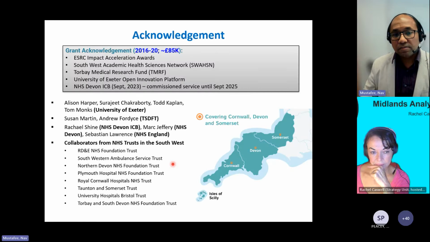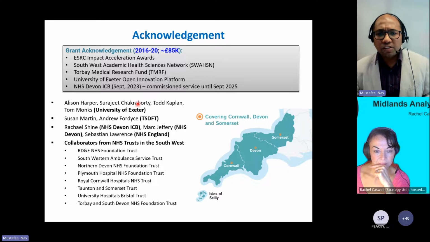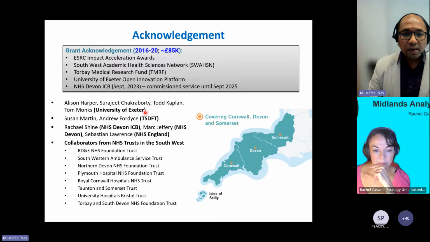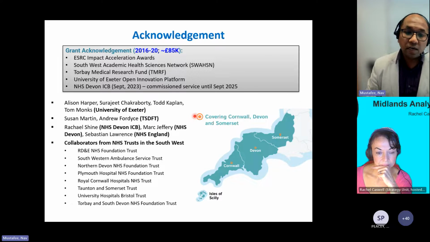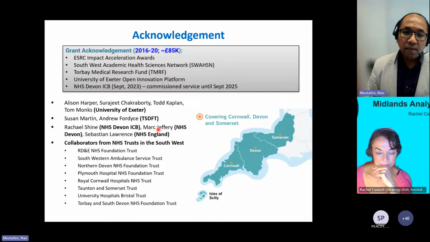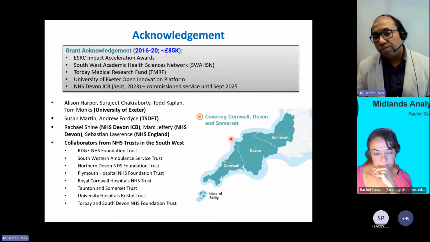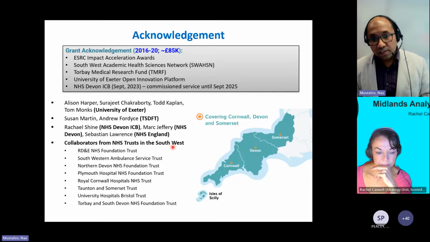And I just want to say some words of acknowledgement. The platform has been developed over several very small grants, so you see a total of 85K and coming, from different sources at different times. Several academics are involved: Alison Harper, Surajit Todd, Tom Monks from the University of Exeter, Susan and Andrew Fordyce, with whom we started the work many years ago. Currently, we are working with NHS Devon ICB, Mark Jeffrey from NHS Devon, who is the DOS lead, and Sebastian Lawrence from NHS England. The idea is to scale it up, and to many other trusts.